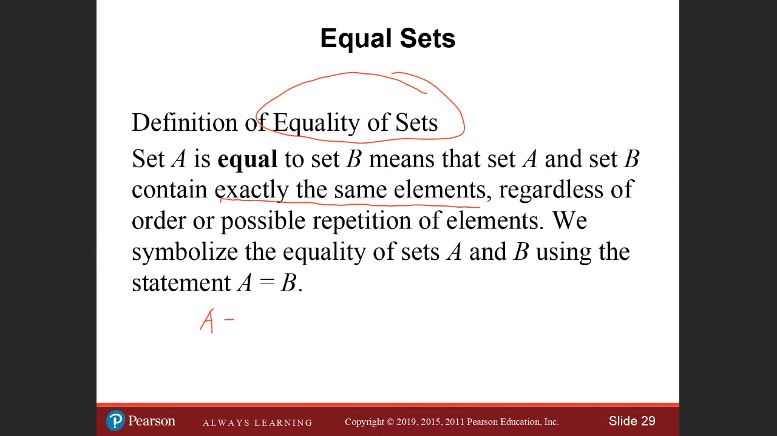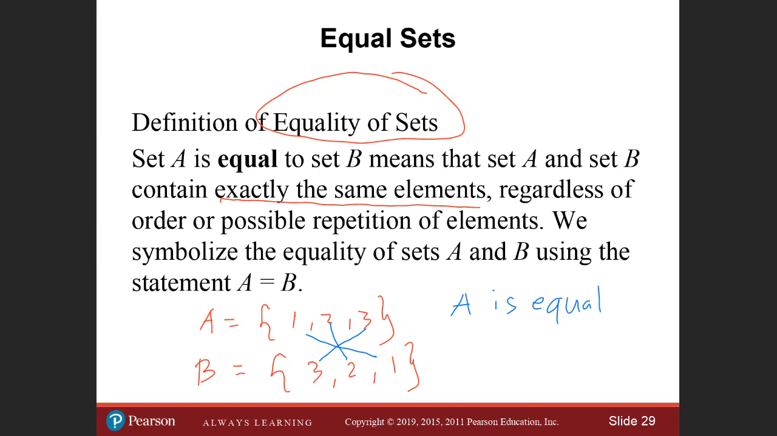So here you have to have the same. If A here, let's say, has 1, 2, 3, B can be 3, 2, 1. So it means that they have exactly the same elements. If you're going to look at here, 1 is right here, and then 2, and then 3 is right here. So it means they have exactly the same elements. So then set A is equal to set B. So that's actually the definition.